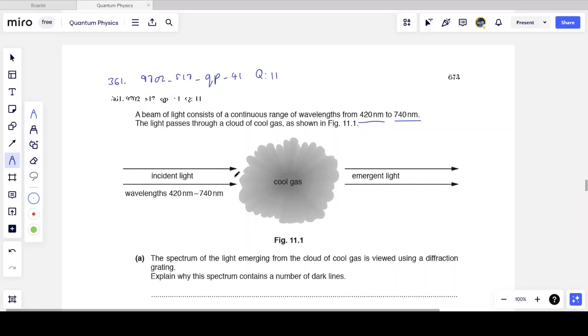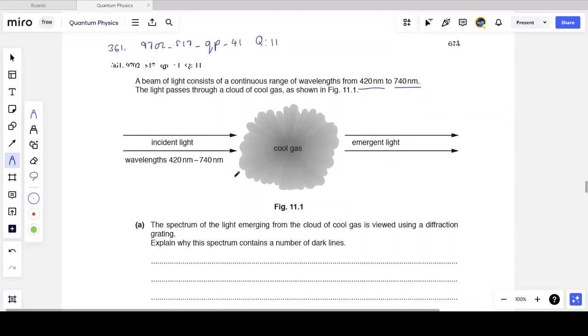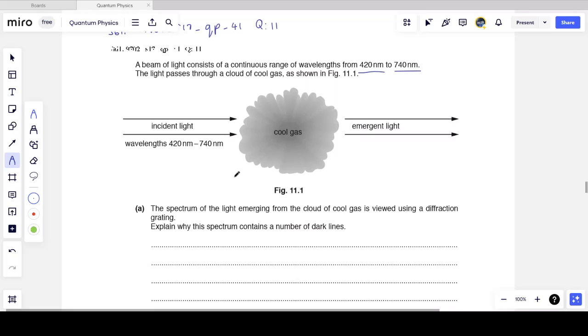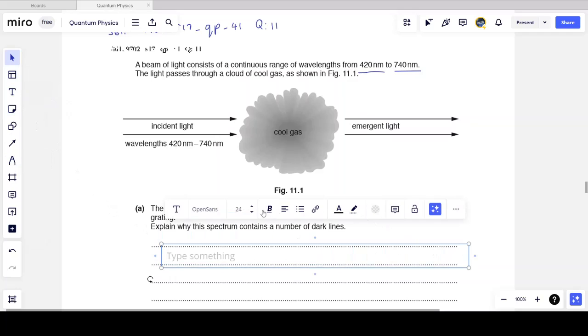And what we find is we see a number of dark lines set against a colorful background. And we want to explain why the spectrum contains a number of dark lines. So basically, all they're really asking you to explain here is why an absorption spectrum is a thing. Where does the absorption spectrum come from? Essentially, that's what they're asking.